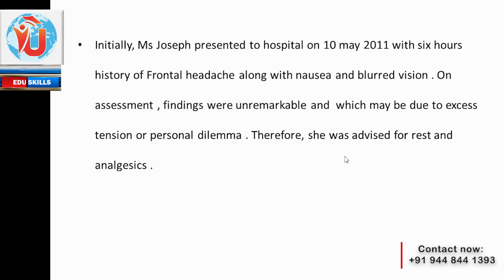Therefore, she was advised for rest and analgesics. Like, yeah, I have used the passive voice here. She was advised. Somebody advised her. Rest and analgesics was advised.